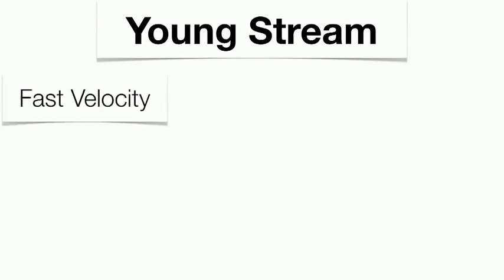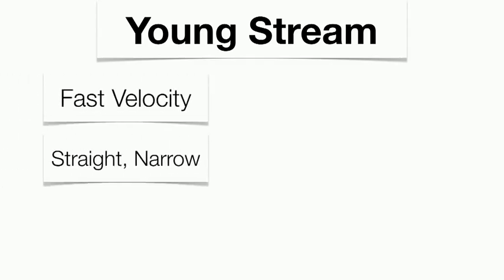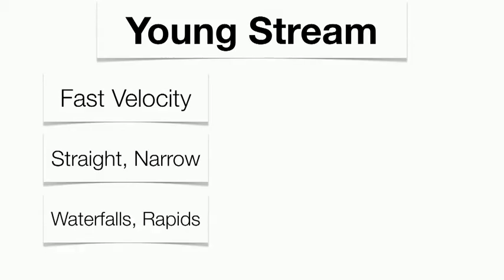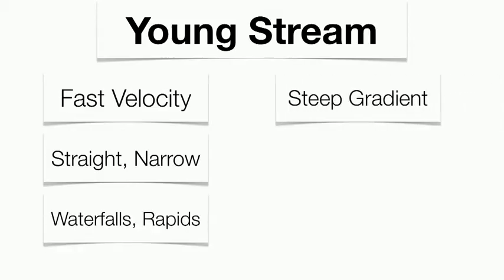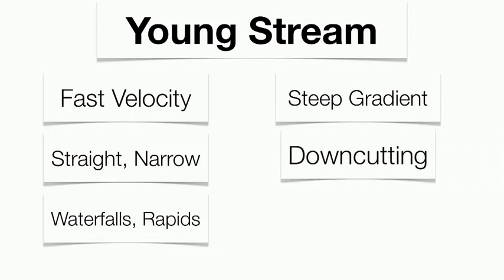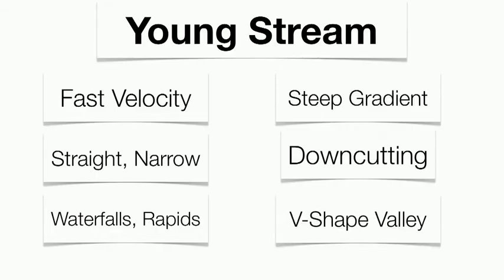That leads to young streams. Young streams are very energetic. They are very fast velocity, relatively straight and very narrow, not a lot of turns. They tend to have a lot of waterfalls and rapids. Very steep gradient, which is indicated by the fast velocity of water. Because water travels so rapidly, your erosion occurs on the bottom of the stream channel, and that's what we call downcutting, which produces a relatively V-shaped valley. You tend to get a V-shaped valley with a very young, fast-moving stream.